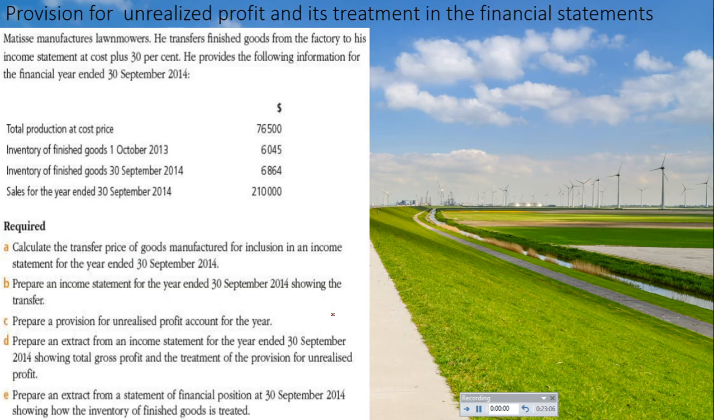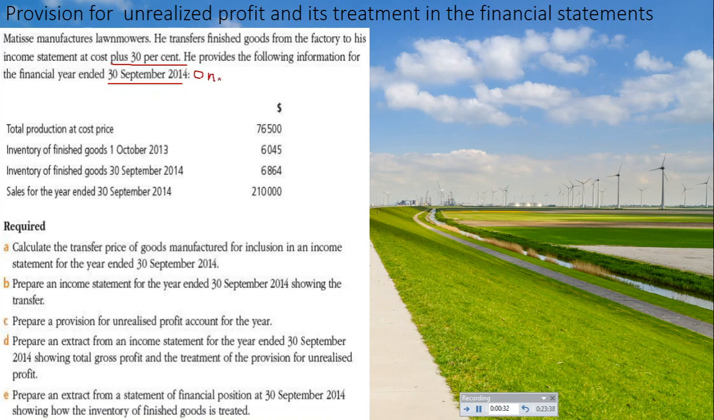So this is the example out here. So how do you pronounce this? Matisi? Okay. So Matsi or Matisi, whatever it is, manufactures lawn mowers. He transferred finished goods from the factory to his income statement at a cost plus 30%. So here's the profit element out here. He provides the following information for the financial year ended 30 September 2014. So our year ends on 30 September 2014.